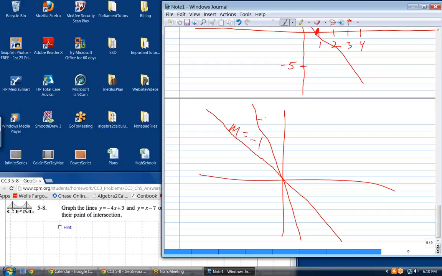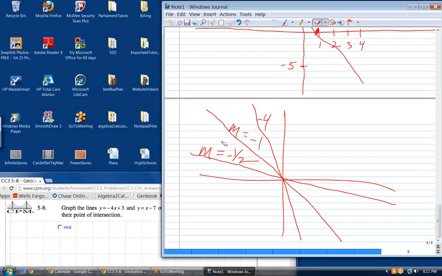Steeper, because the number is bigger. Actually, the number is smaller. -4 is a smaller number than -1, but the size of the number is bigger. 4 is bigger than 1, so it makes the slope steeper. But that's a negative slope, just like this one. This slope here is also negative, and that would be negative, let's say, 1/2. So this is what negative slopes look like.